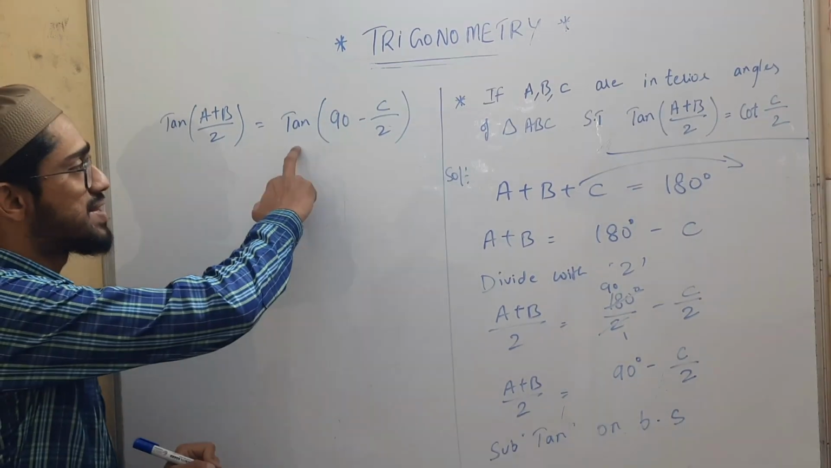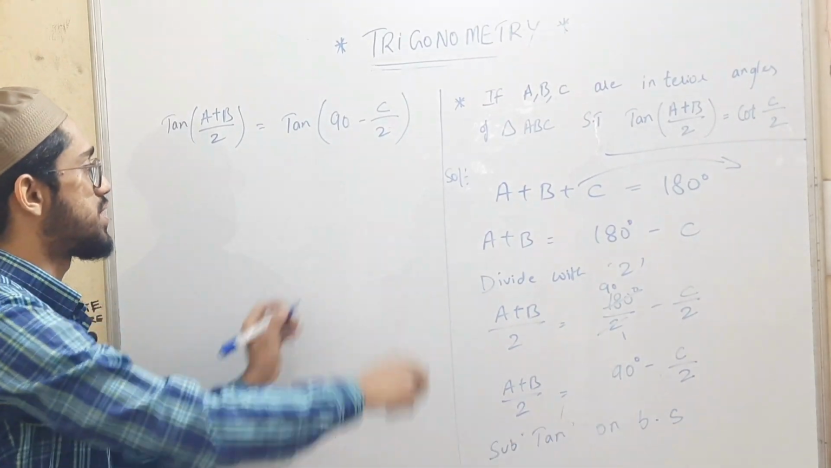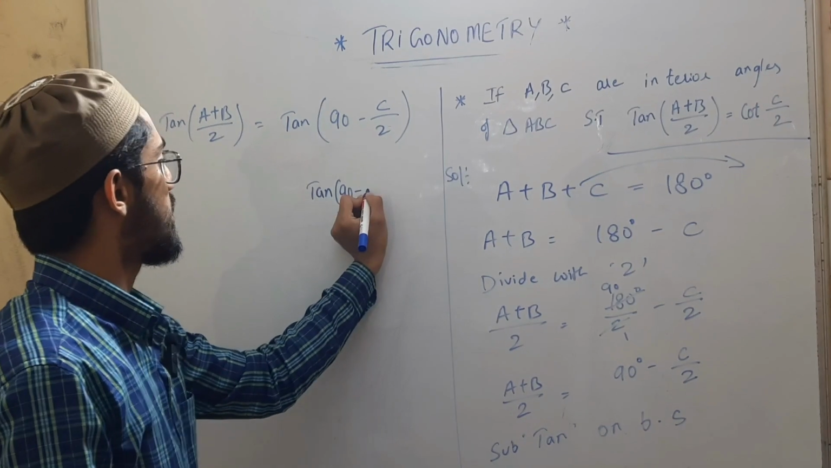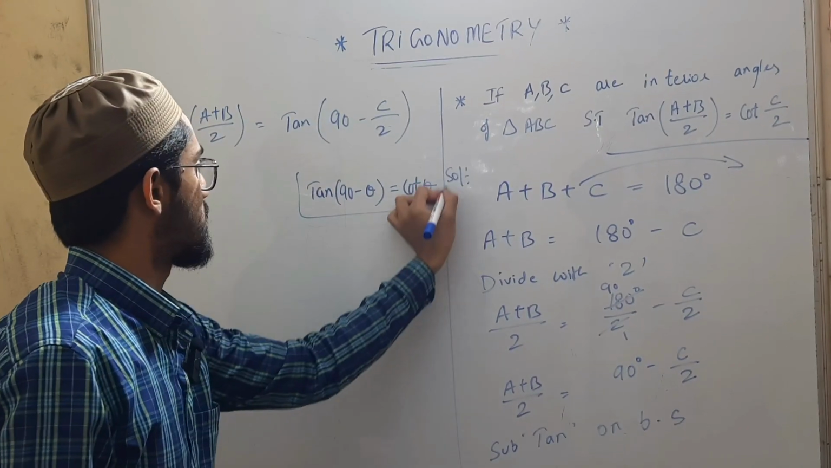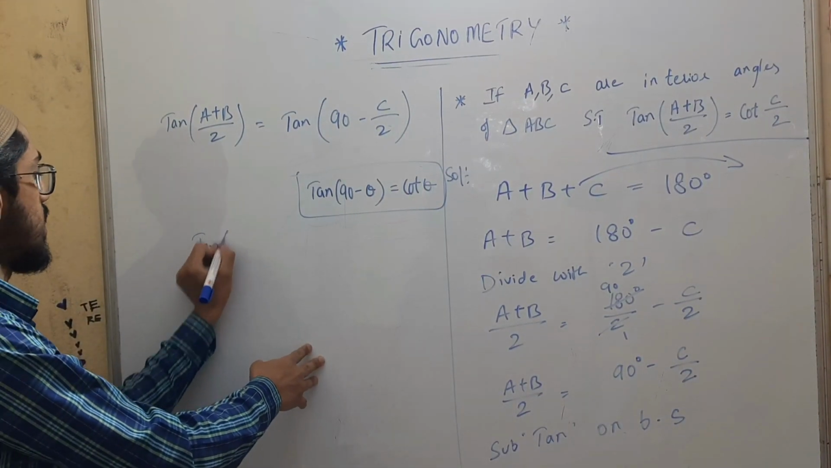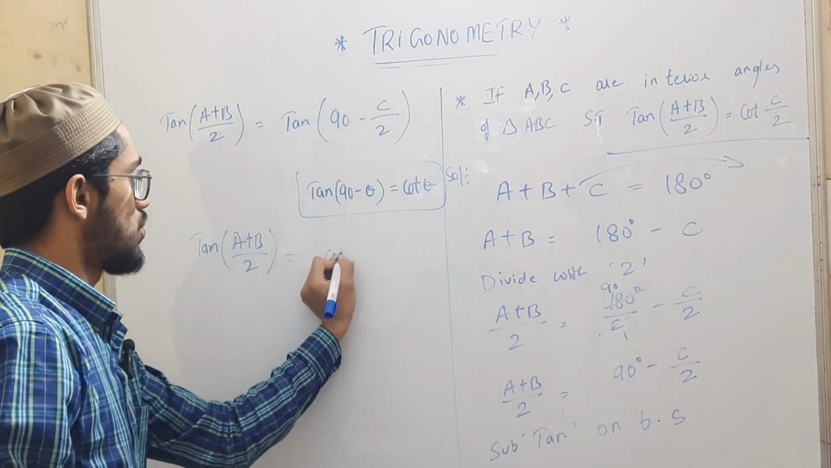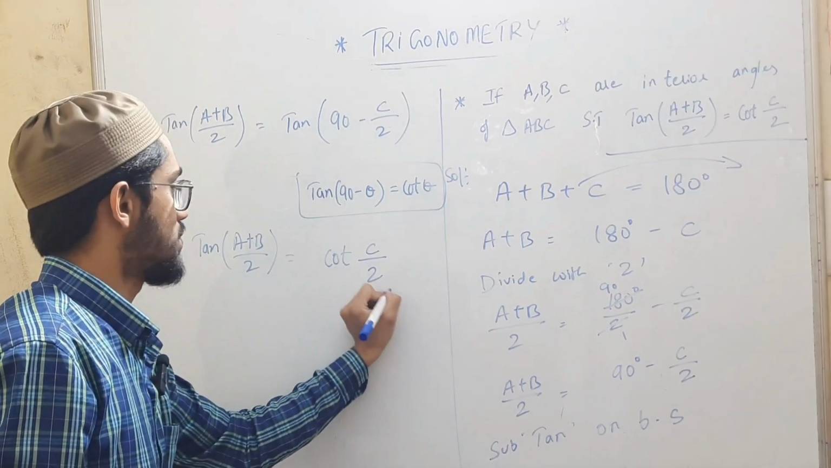Do you remember what tan (90 minus C/2) is? C/2 is nothing but your theta. Tan (90 minus theta) is cot theta. This is our complementary angles formula. Substitute cot theta in its place. So that will be tan (A plus B)/2 is equal to cot. What is the theta value here? C/2, which is C/2.